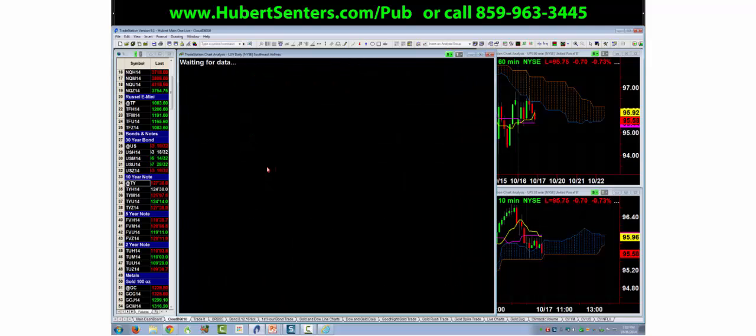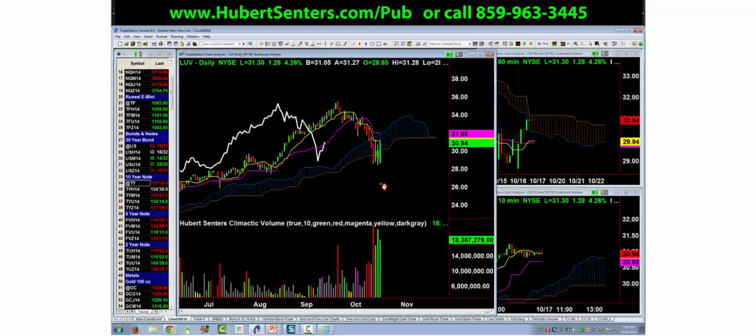LUV. So here's LUV. It is bouncing off the bottom of the cloud. I would buy this with a stop of about 28 to see if it can jump back up to 34.